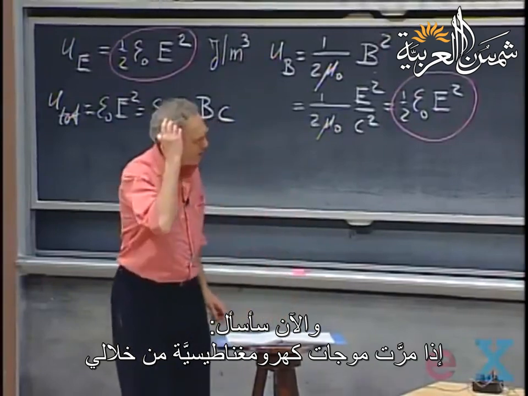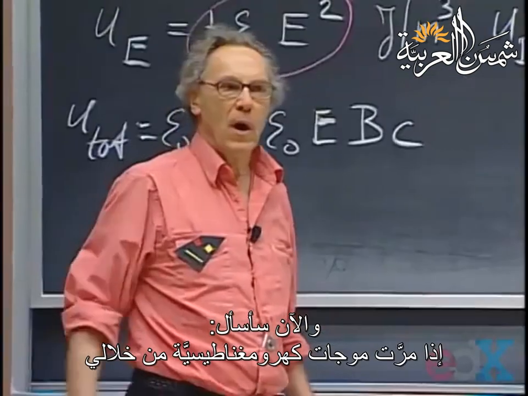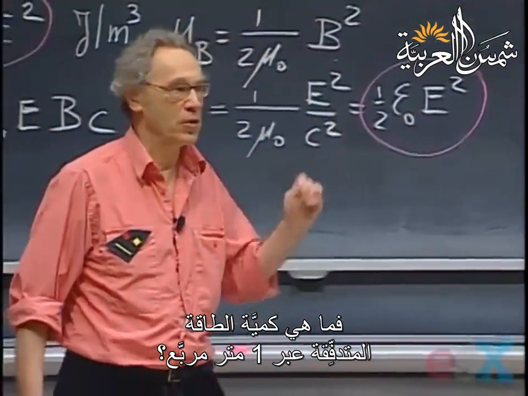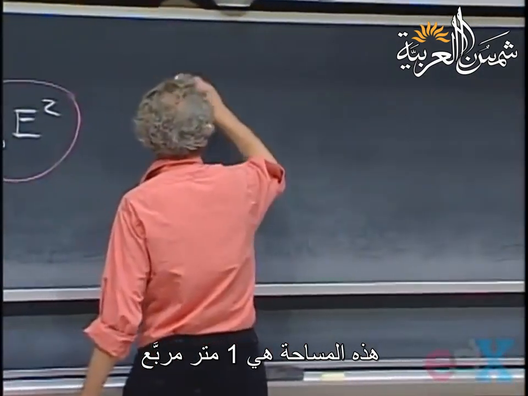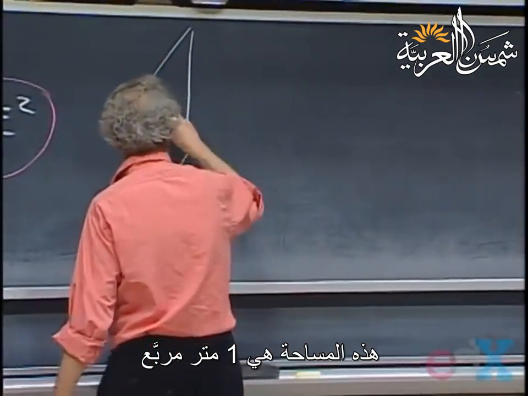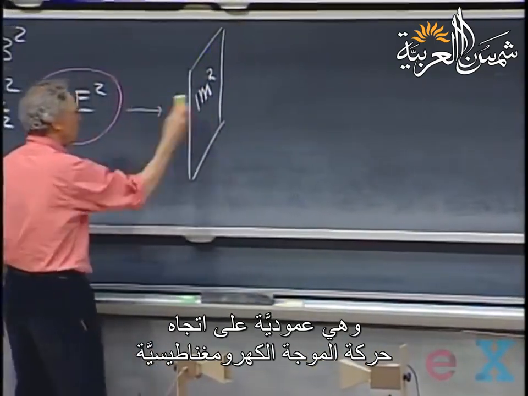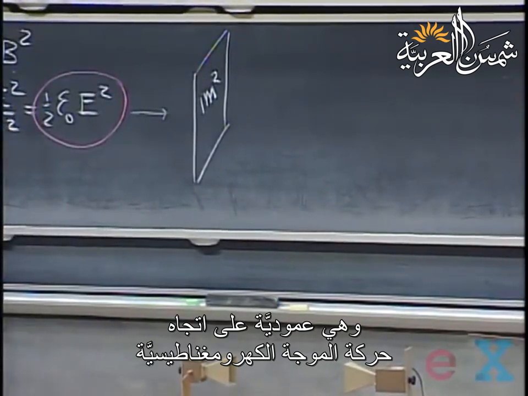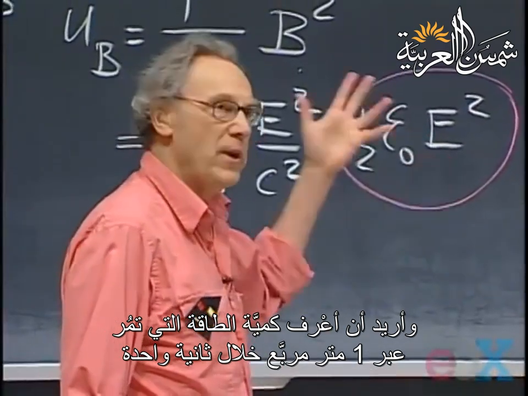Now I want to ask the question, if electromagnetic waves come by me, how much energy passes through 1 square meter? It's like an energy flux. And so I have here 1 square meter, and this 1 square meter is perpendicular to the direction that the electromagnetic wave is going. And I want to know how much energy flows through there, 1 square meter every second.